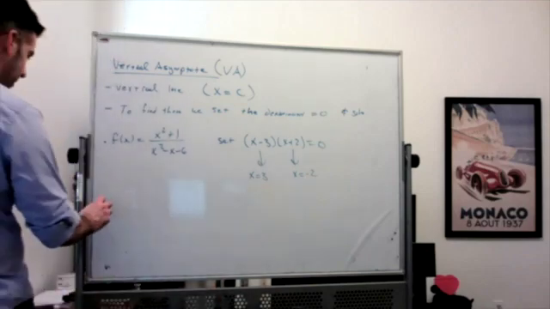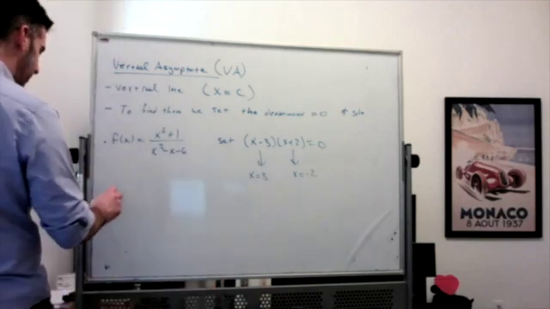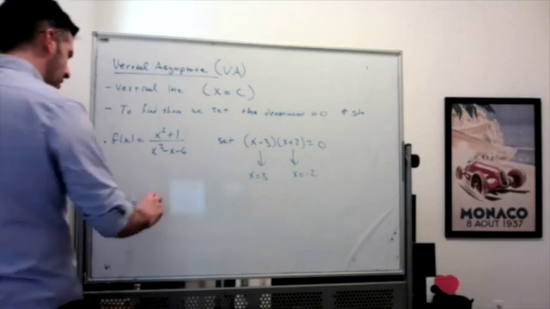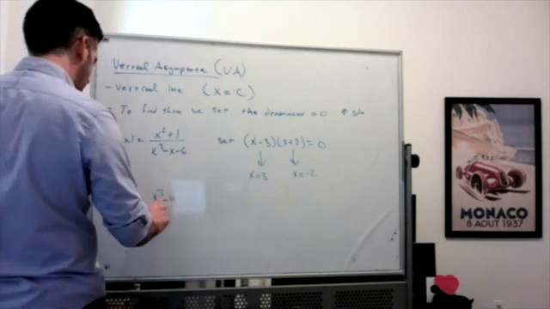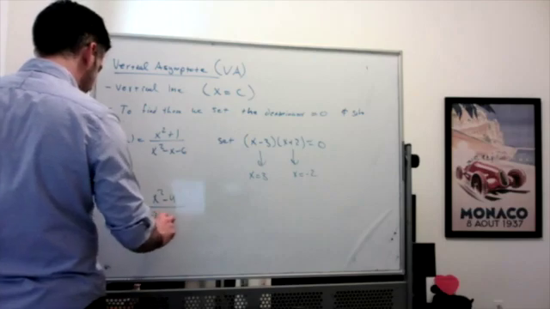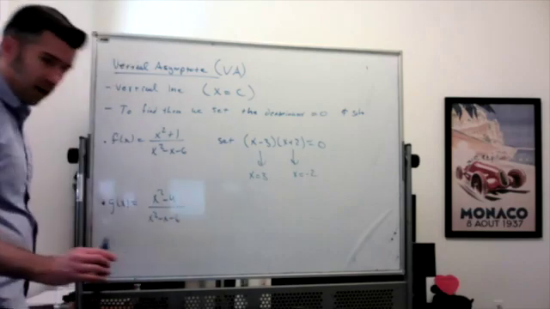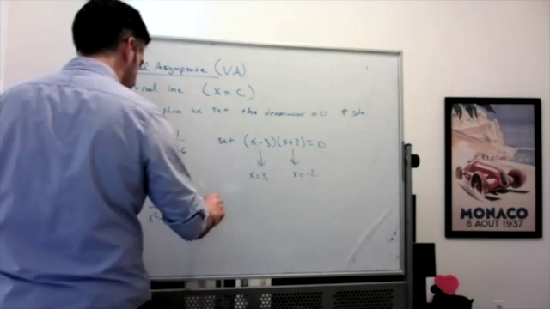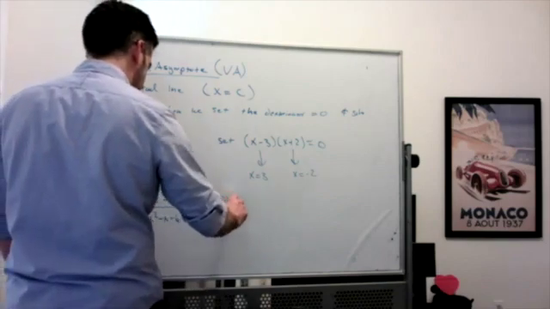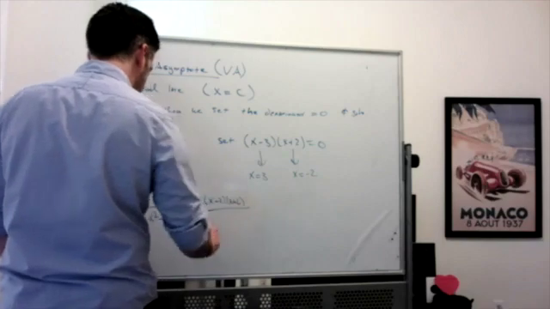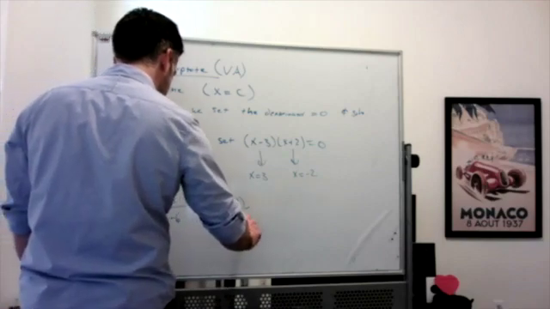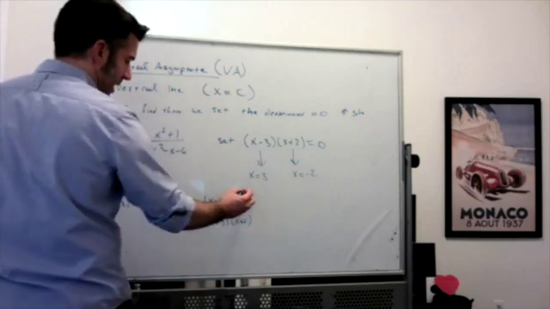To contrast this, because I do want to show you guys this, if instead my function was x squared minus 4 over x squared minus x minus 6, before I find the vertical asymptotes, the numerator factors as x minus 2 times x plus 2. The denominator factors as x minus 3 times x plus 2. And the x plus 2's cancel.